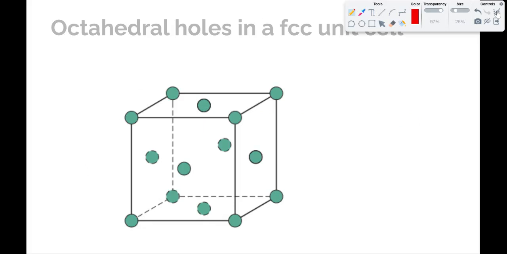Now let's look at a face-centered cubic unit cell, because it's the most common one, and find out where the holes are. So there's one octahedral hole right in the middle. Here's the octahedron. There's the base of it, and then there's one pyramid going up. That's 4 sides of the octahedron.